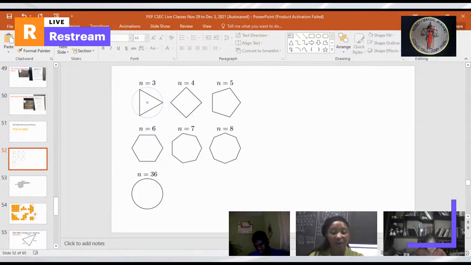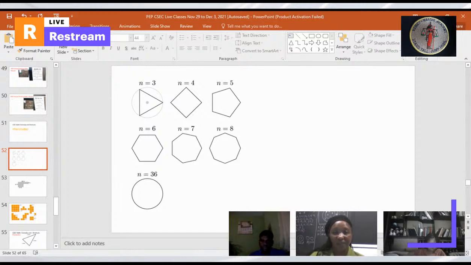Now the regular polygons have equal sides. So it's pretty straightforward that if the perimeter is the distance around the edge of the polygon or of the shape, and if the shape has equal sides, then if you want the perimeter, just count up how many sides, right? And multiply that by the length of each side.